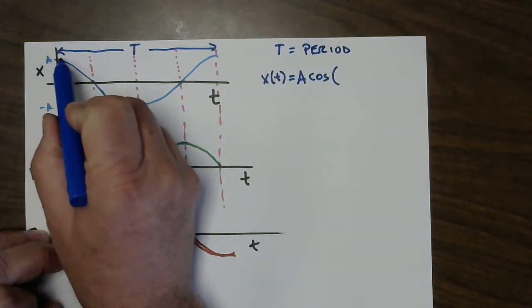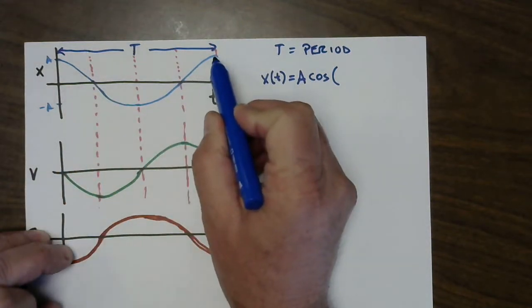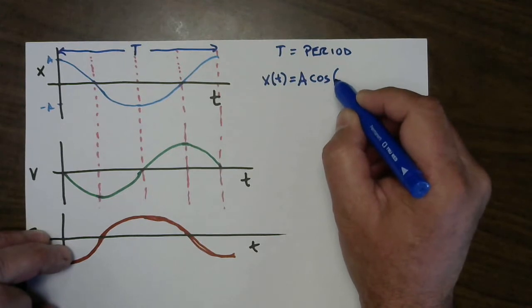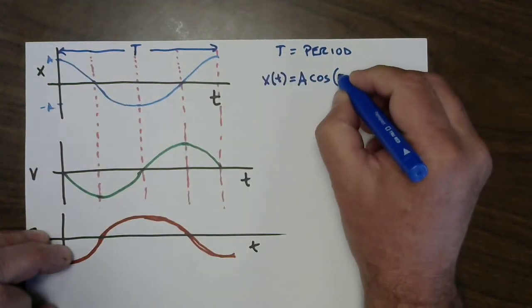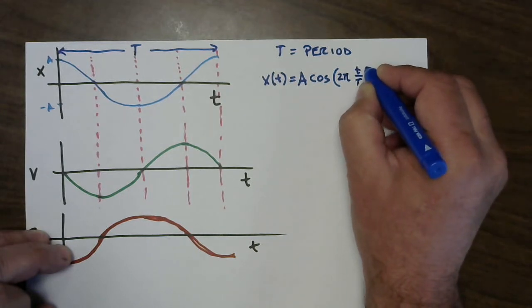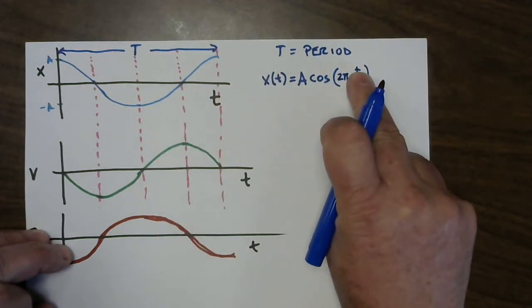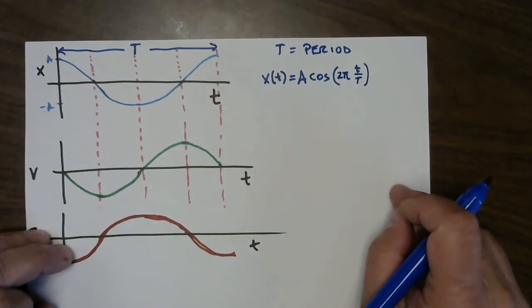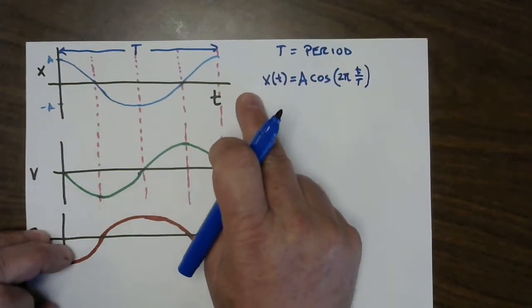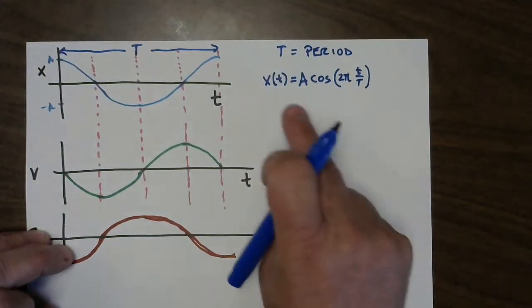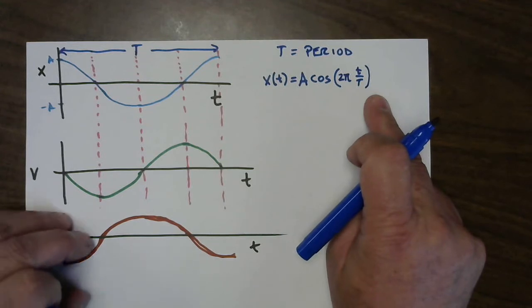So we get from this position through all the other positions and back to here, we get to do that in one period. So we need this cosine to go through 2 pi in one period. And the way to do that is to take 2 pi and multiply by t over T. You see, by the time we get to a t of capital T, this is 1, and we've gone 2 pi. So there we go. I just, from the shape of this graph and the fact of the period and the fact that the amplitude has to be A, I've just written out what the equation of motion is.